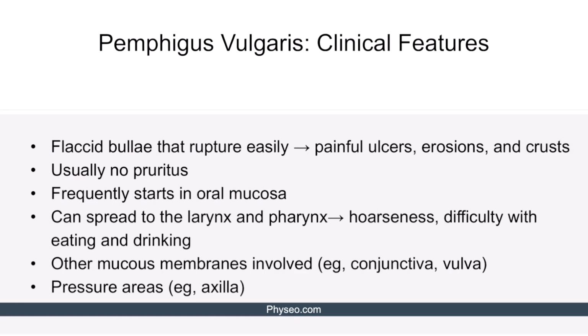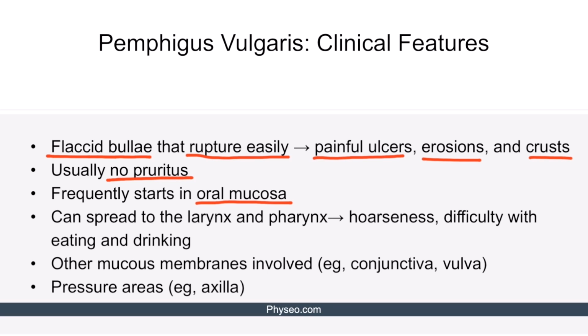Next, let's discuss the clinical presentation of pemphigus vulgaris. Typically, patients present with flaccid bullae that rupture easily, resulting in painful ulcers, erosions, and crusts. Usually, there is no associated pruritus, and frequently lesions start in the oral mucosa. This is in contrast to bullous pemphigoid, where intense pruritus occurs and the oral mucosa is spared.